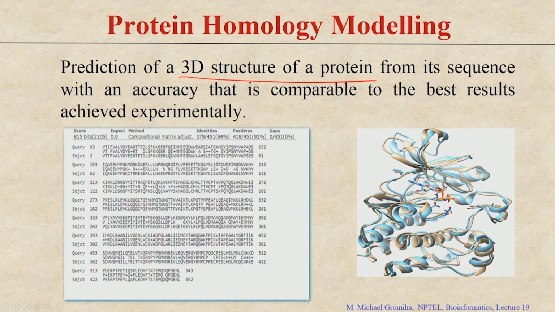If you see these structures, they are shown in two different colors, one in blue and one in grey. They are also aligned well in the sequence, and you can see similar structures with a low RMSD, about 1 angstrom. So, this is the principle used in homology modeling.